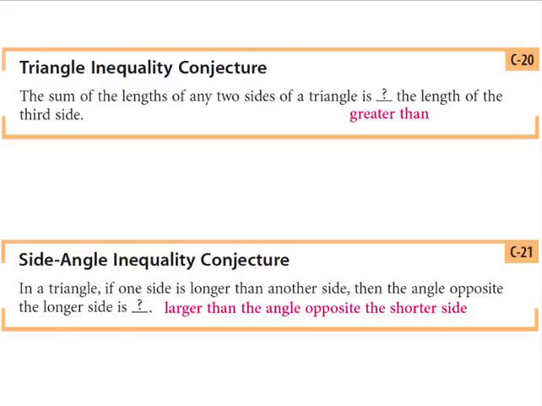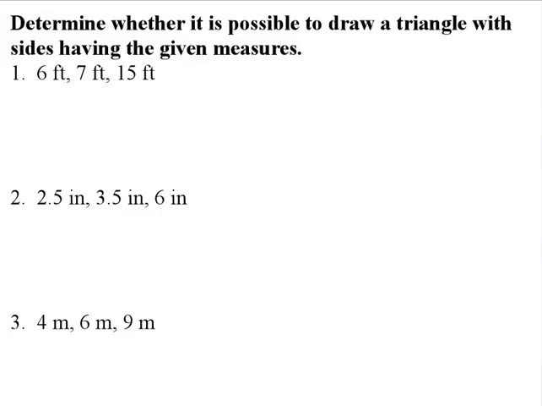So let's go ahead and look at this. Determine whether it is possible to draw a triangle with sides having the given measures. So let's think back to what we talked about with that conjecture. Remember what I said, you take the two what sides? Smallest sides. So my two smallest sides here will be the 6 and the 7. And what am I going to do with those? Add. I'm going to add them up. So if I add 6 plus 7, what do I get? 13. 13, good. And so I'm going to compare that to the 15.